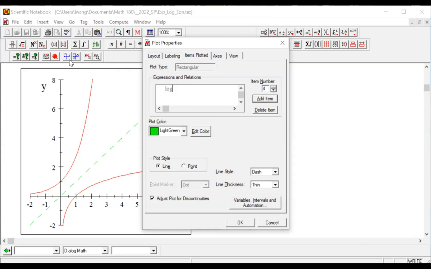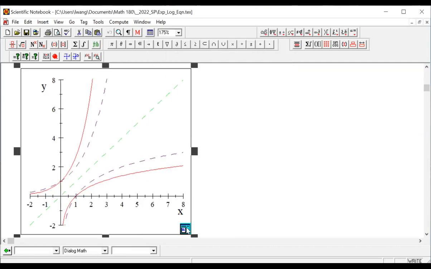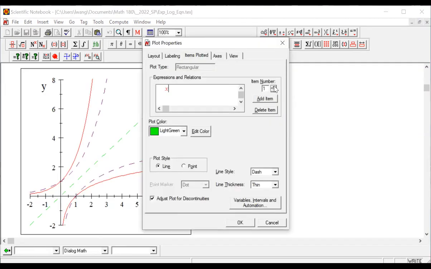Log base 2 of x. For that pair, maybe we should just use purple. And 2 to the power x, so this pair is purple. We should have them solid, not dashed. Okay, 2 to the power x, solid.